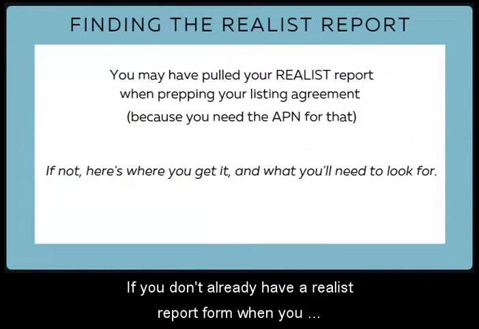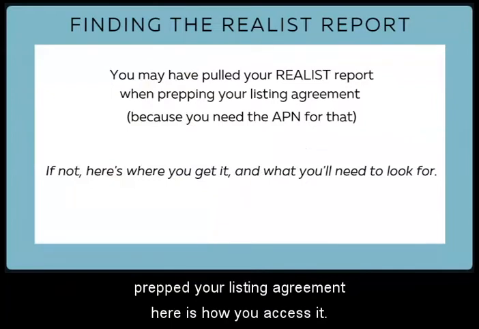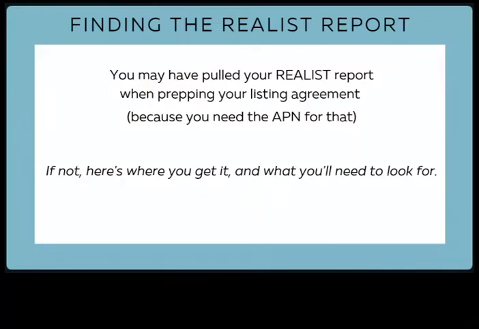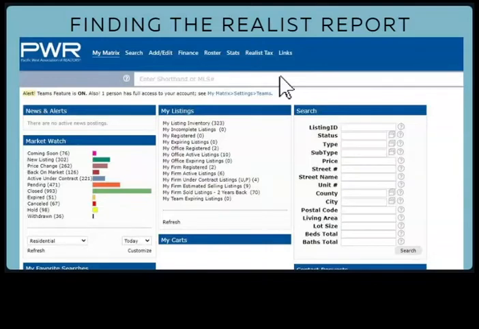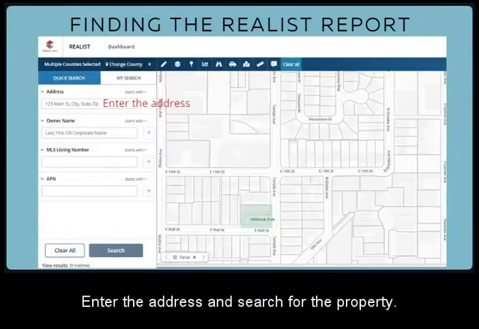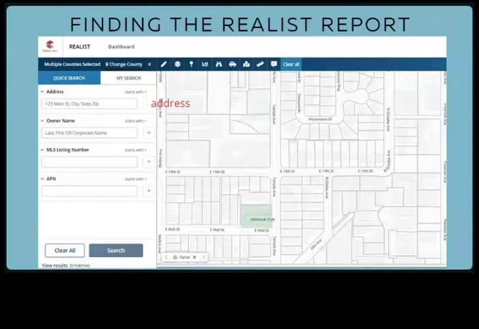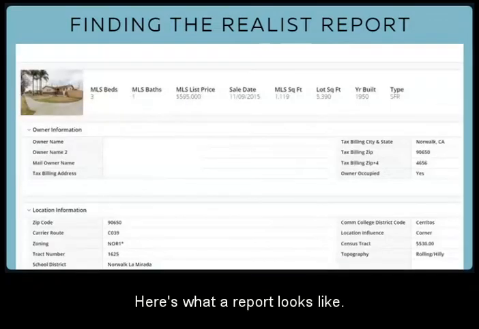If you don't already have a realist report from when you prepped your listing agreement, here's how you access it. Start on your MLS homepage and find the link at the top for realist tax. Enter the address and search for the property. Here's what a report looks like.